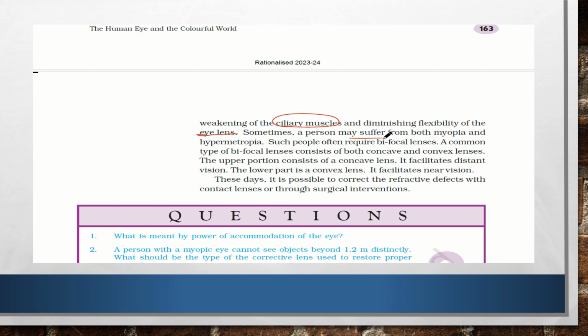Sometimes a person may suffer both myopia and hypermetropia. When they are suffering both hypermetropia and myopia, they are given bifocal lenses. So they are given bifocal lenses. Is it clear? We all know that your grandparents and parents are using bifocal lenses.